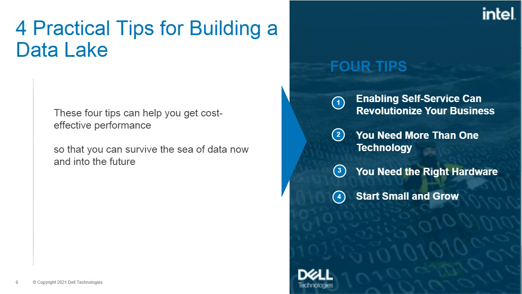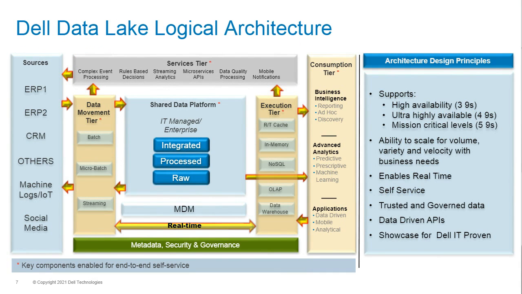So let's go ahead and talk about self-service. To give you some idea of the size and complexity and what we're enabling, I've got a logical picture here of what our data lake looks like. There's a bunch of different components. We've got the data movement tier, which is where the data enters the data lake. We've got our big data platform, the shared data platform. That's where all of the data goes.